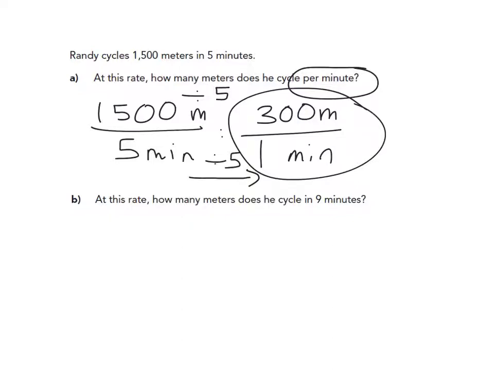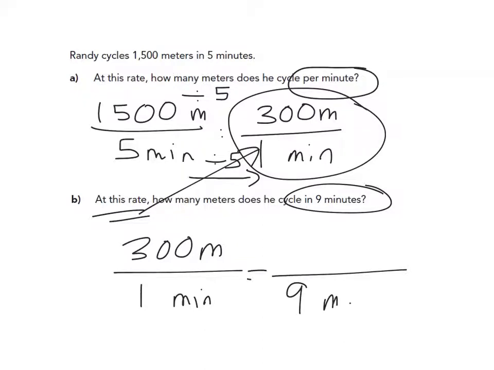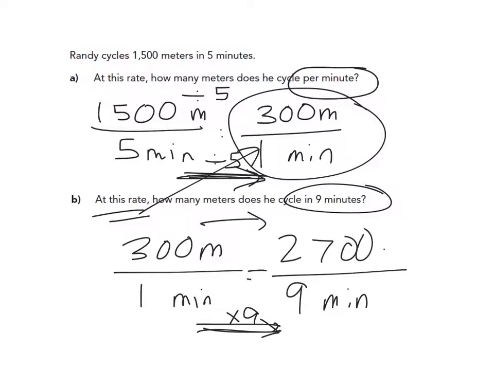And then for part B, I have to actually use that. It says at that rate, using this rate here, how much for 9 minutes? If I know it's 300 meters per 1 minute, then how many meters per 9 minutes? Here I divided. Now I'm going to multiply by 9 because I want to make an appropriate change. If I multiply this by 9, I get 2,700 meters over the course of 9 minutes.